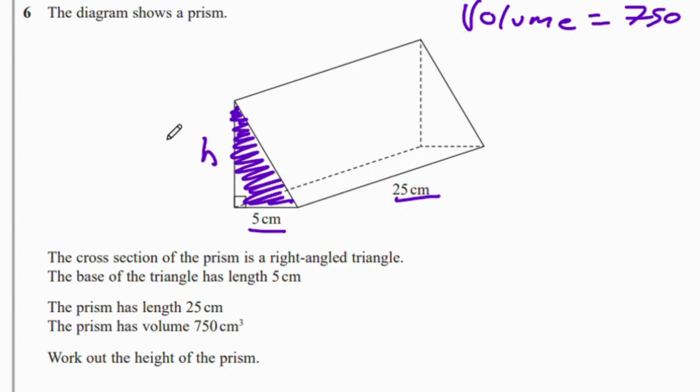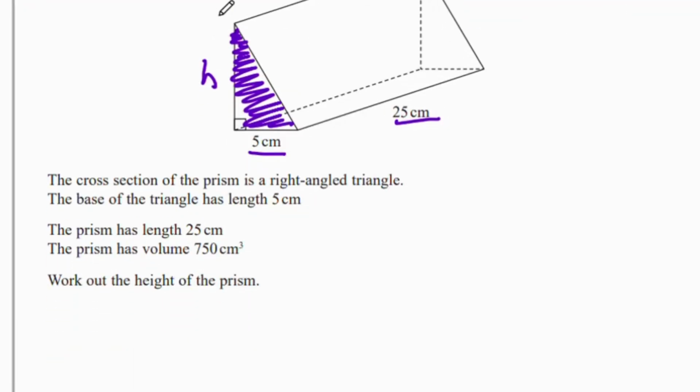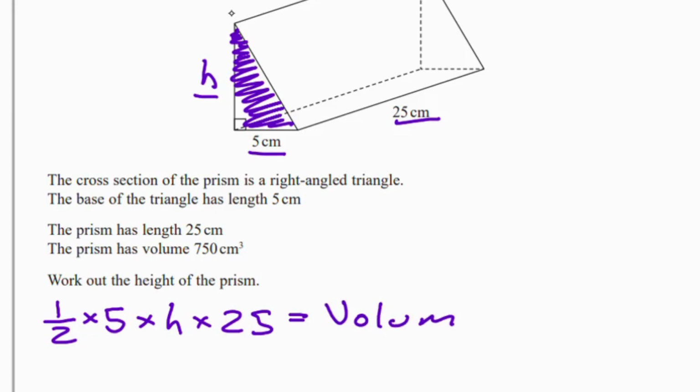So we know for any prism we work out the cross-sectional area and then multiply it by its length. So the area of a triangle is half base times height. But in this case, our height is just going to be h. We don't know it yet. It's an unknown, right? So the cross-sectional area is going to be half times base, 5, times the height. And then to find the volume, we do the cross-sectional area times the length, which is 25. So this is going to equal the volume, which we already know is 750 centimeters cubed.